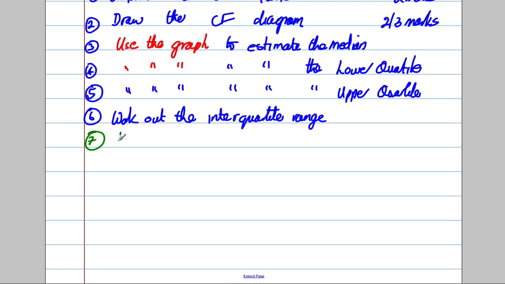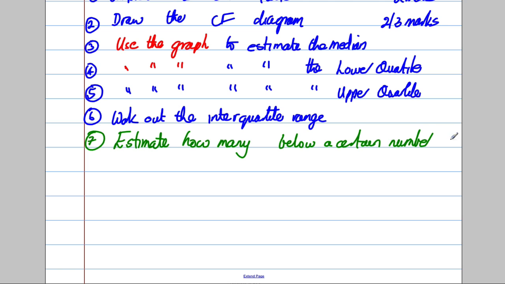They might say estimate how many people, or whatever you're measuring, are below a certain number. So estimate the number of people below, I don't know, 40 kilograms. They'll also ask you to estimate the number of people above a certain number, and they ask that one as well.